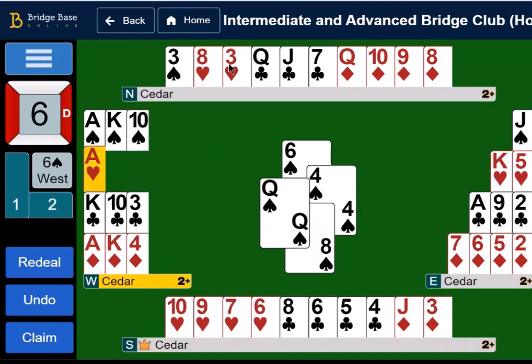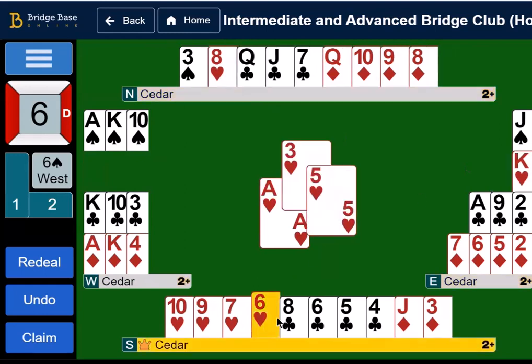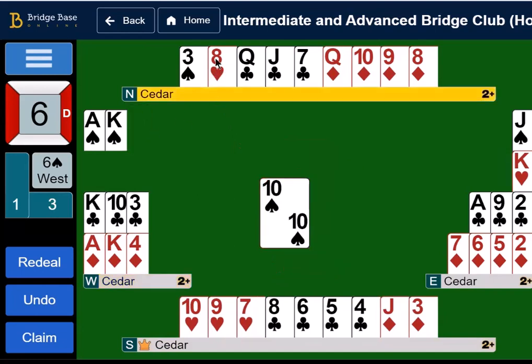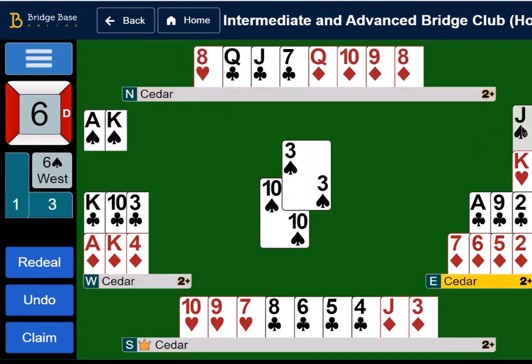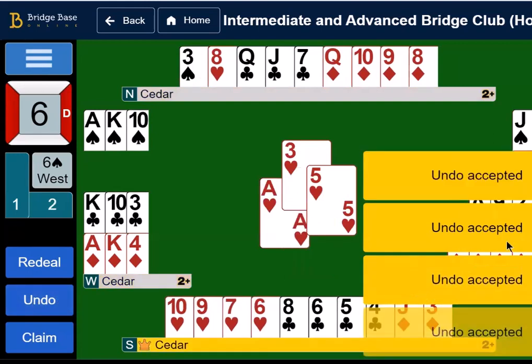cash my ace here. Get that out of the way. Minor risk, but nobody led a singleton. Okay, and cross over to dummy, which I want to do to try and cash this king. No, I played this wrong. I should have cashed ace king first. Let me do a little bit better here. Undo. Really, I'd like to rough a diamond as well.